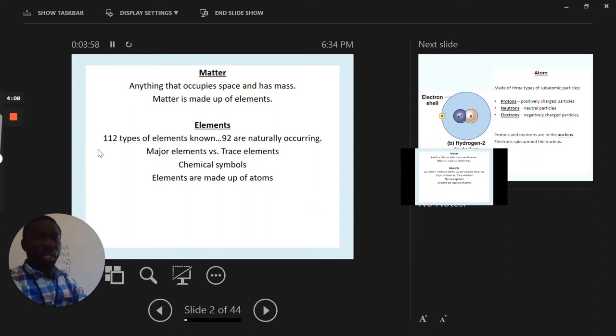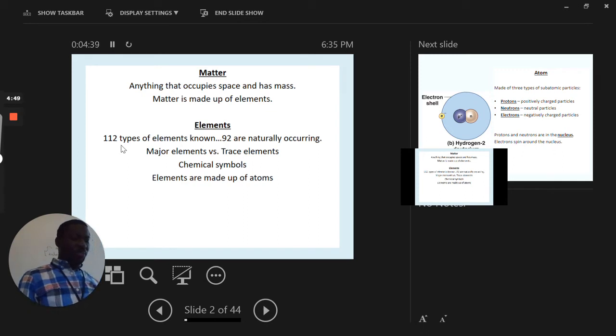Now, elements. We have about 112 types of elements, and 92 of them are naturally occurring. I'll be talking about major elements, then the trace elements. When we talk about trace elements, what can you remember? Say it out. What can you remember when we say trace elements? Try to remember it. I thought you studied this chapter. Okay, don't worry, I'll get to know next week when you stop using notes.